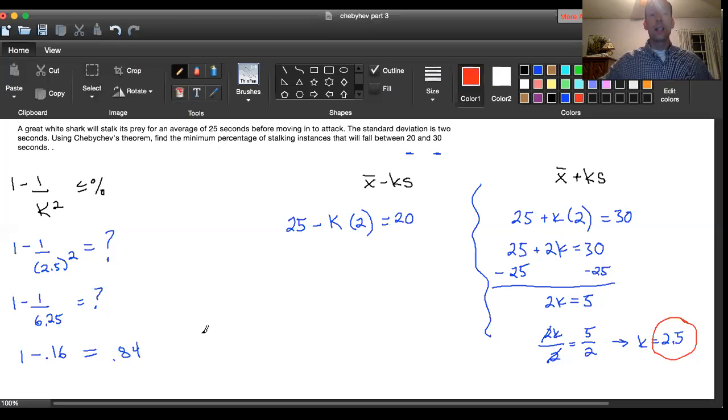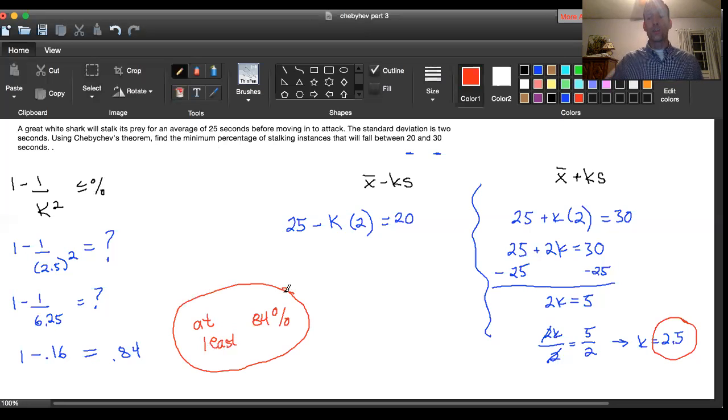The way we can do that is we take the 0.84 and mentally convert it to a percentage. So we're going to say 84%. And in front of it, this is important, at least. Let's circle this to mark that we're completely done. Now we know at least 84% of our instances are going to be between 20 and 30 seconds. So again, at least 84% of the time, the stalking instances are going to last between 20 seconds and 30 seconds.